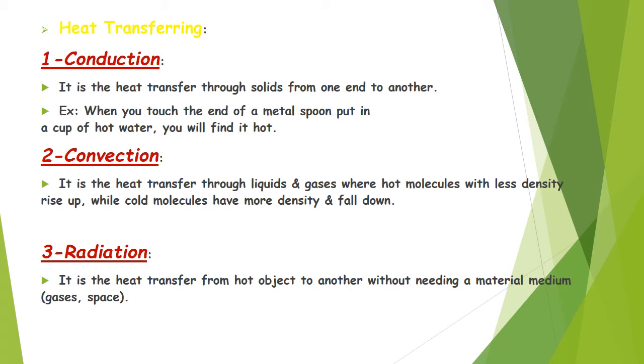Convection is heat transfer through liquids and gases, where hot molecules with less density rise up, while cold molecules with more density fall down. So heat conduction is through solids, convection through liquids and gases. Radiation is when the heat transfers from a hot object to another object without needing a material medium like gas or space. So we have three methods: conduction, convection, radiation. Conduction through solids, convection through liquids and gases. Radiation, we don't need a medium, and it transfers also through gases.